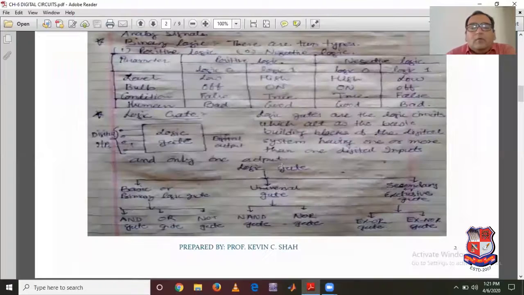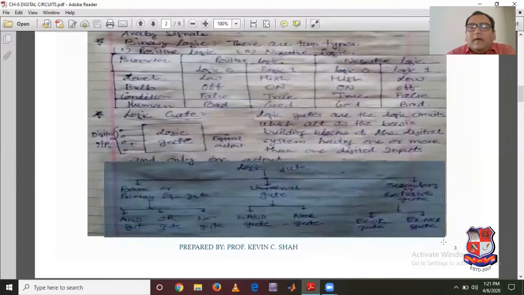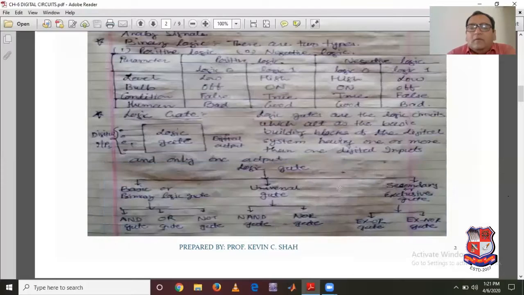So now to understand the different types of logic gate, this is just the classification of logic gate. I have drawn here the classification of logic gate. Basically there are three types of logic gate. First, that is a basic or primary logic gate. Second one, that is a universal gate. And third one, that is a secondary or exclusive logic gate.